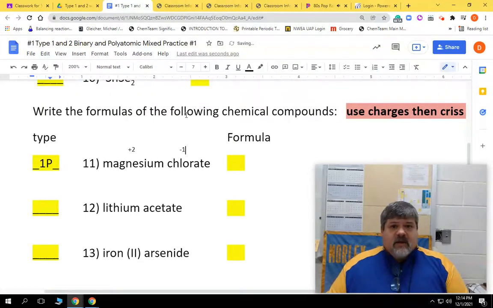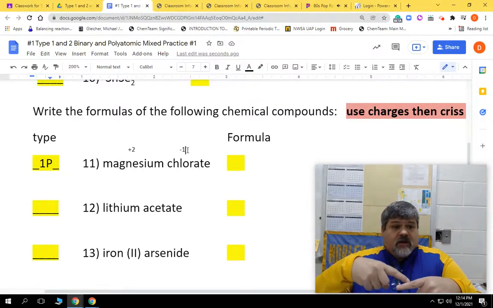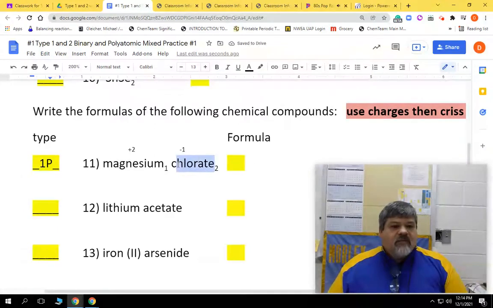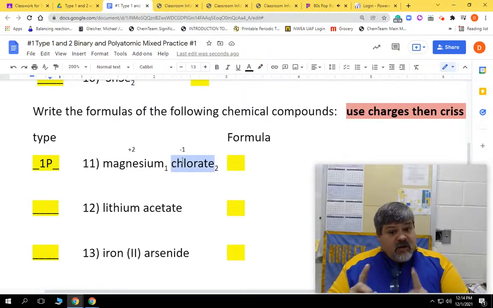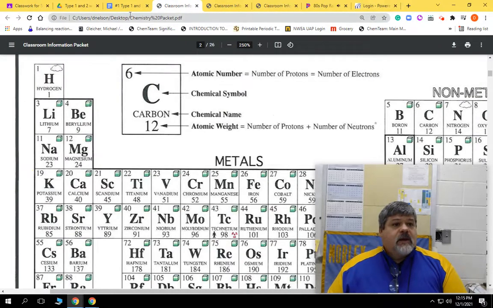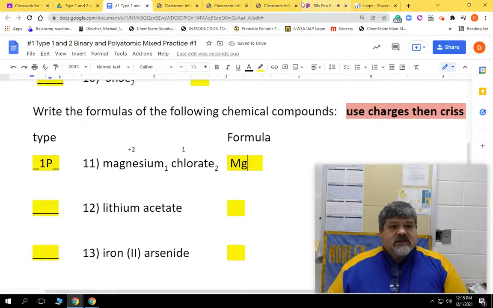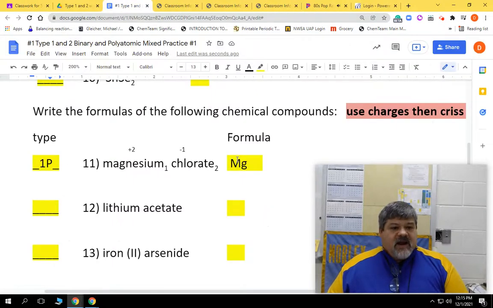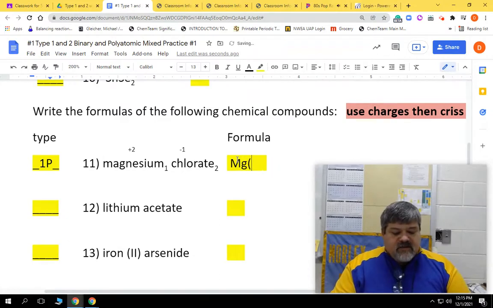So that means I have +2 and -1. They don't cancel each other out. So we're going to crisscross. I'm going to come over here and put a 1 right there, and I'm going to put a 2 right there. Now I need 2 of the polyatomic ions, so that means I'm going to use parentheses. Don't forget that. So we're going to use magnesium, which was Mg. And again, if I need to go back, I can look at it. Mg. Okay. And then chlorate. Chlorate was ClO3. But I need 2 of them, so we're going to put it in parentheses.